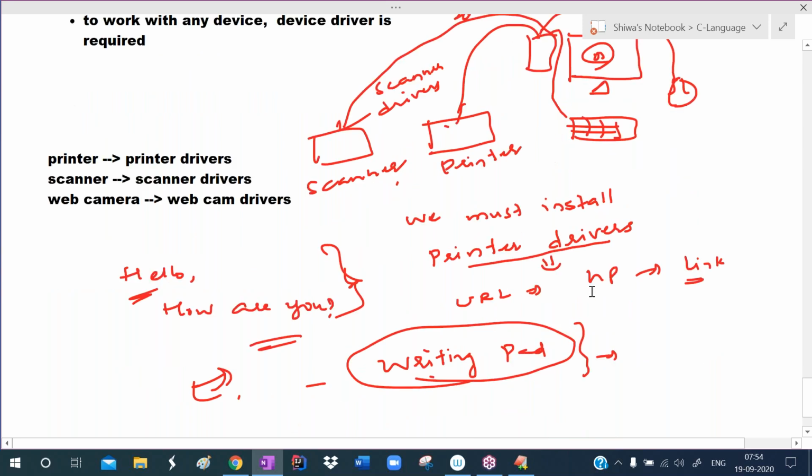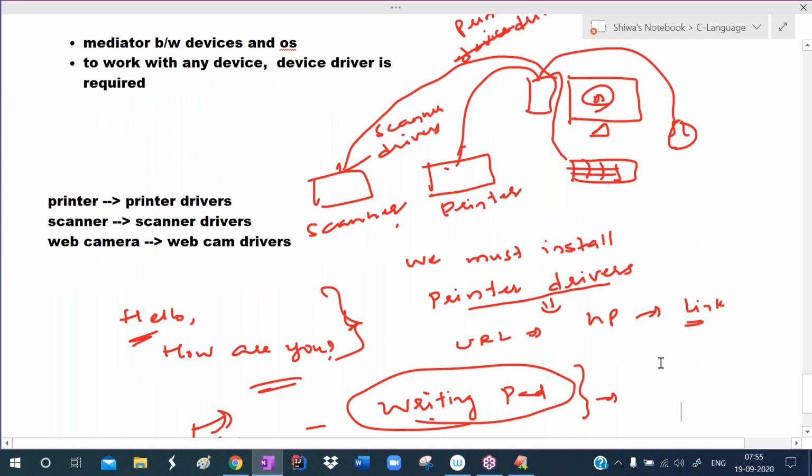See, once upon a time we were using Windows 95, Windows 98, or Windows XP. At that time, to work with the speakers, sound drivers were required, and we were installing sound drivers explicitly. We were downloading and installing them ourselves. Nowadays, sound drivers are coming along with the operating system. So to communicate with the speaker, sound drivers are required.